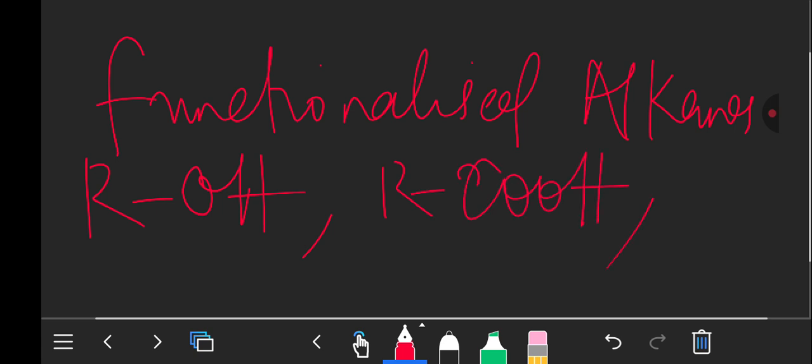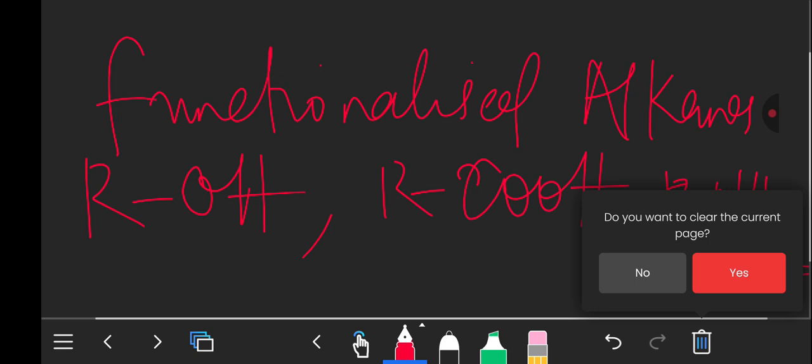Or it could be influenced by an amine group. How do you even write amine? It's NH2, right? Yeah, an amine group, like that. So those are what we call functionalized alkanes. So how do you get to name these compounds, a functionalized alkane? Let me give an example.